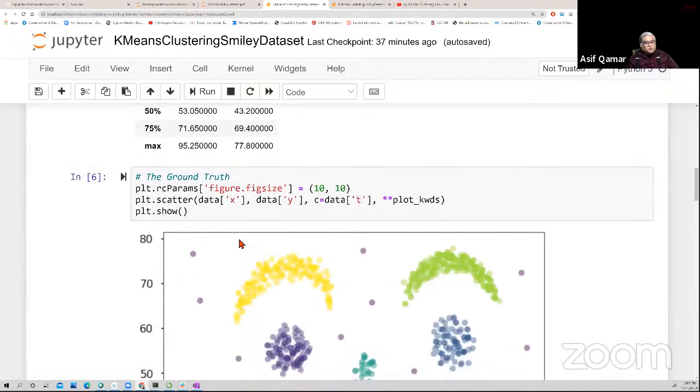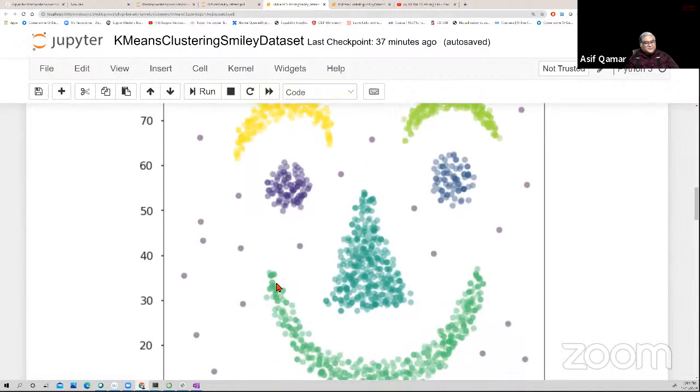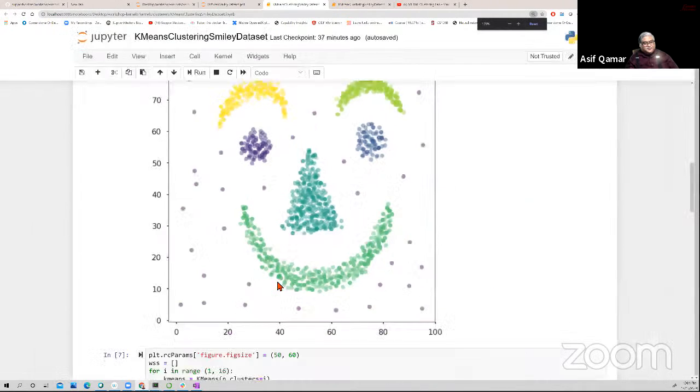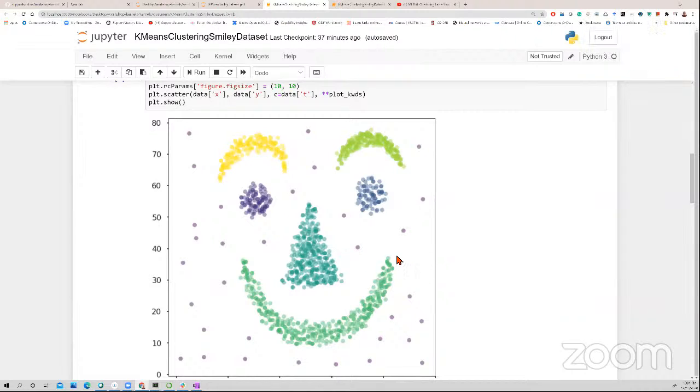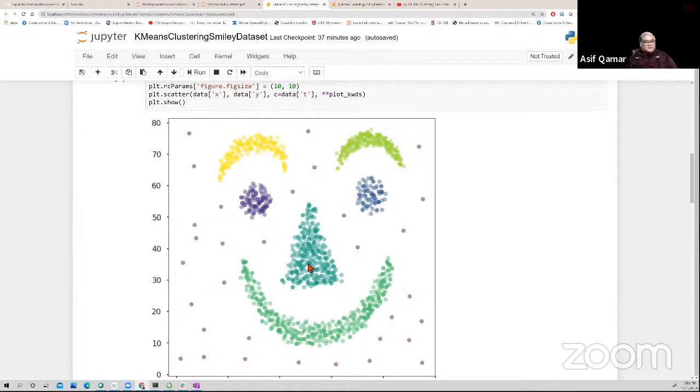If you look at the ground truth, what does the data look like when you visualize it? So what does it look like? This is what a smiley looks like. Yeah, smiley, isn't it? Yes. So I literally sat down and created it.